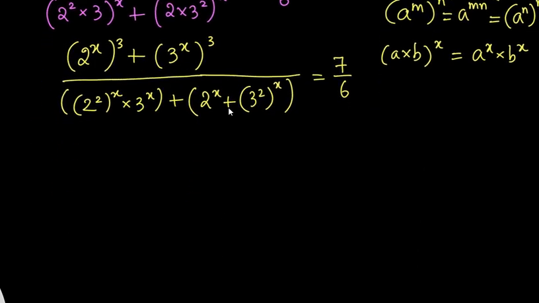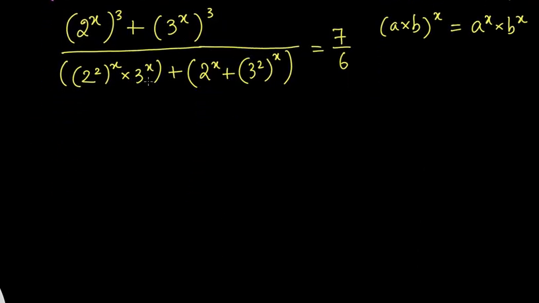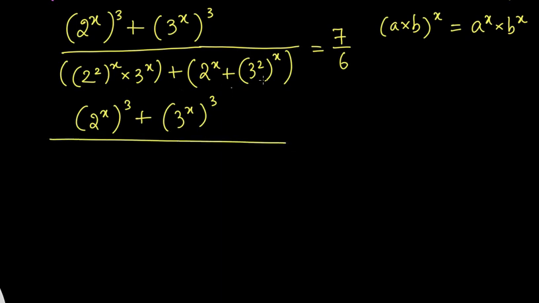Let us see if we can simplify this further. Now, we have (2^x)^3. Let me write it as it is, and here I will write this one also as it is. In the denominator, again apply the rule of exchange of powers. Here also we can exchange 2 and x, right? So we can write that as (2^x)^2 times 3^x. This is the first one.